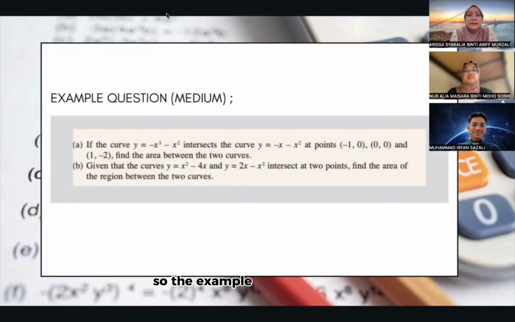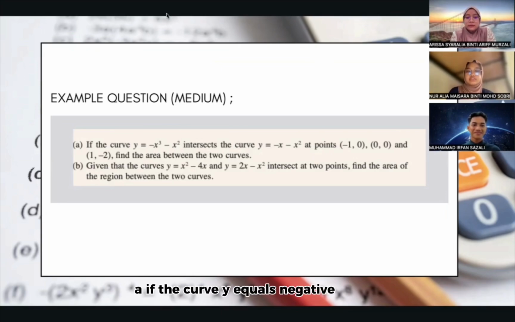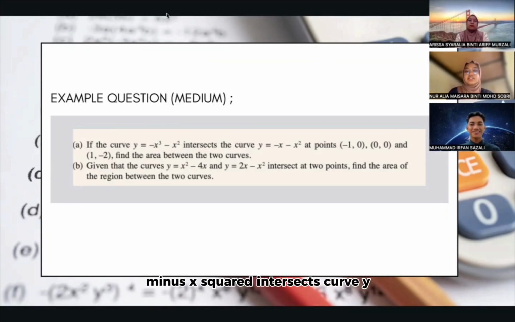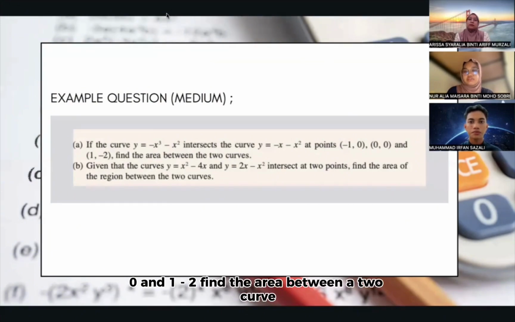So, for the example equation for the medium level, A, if the curve y equals negative x cubed minus x squared intersects the curve y equals negative x minus x cubed x squared at points (-1, 0), (0, 0), and (1, -2), find the area between the two curves. Next slide.